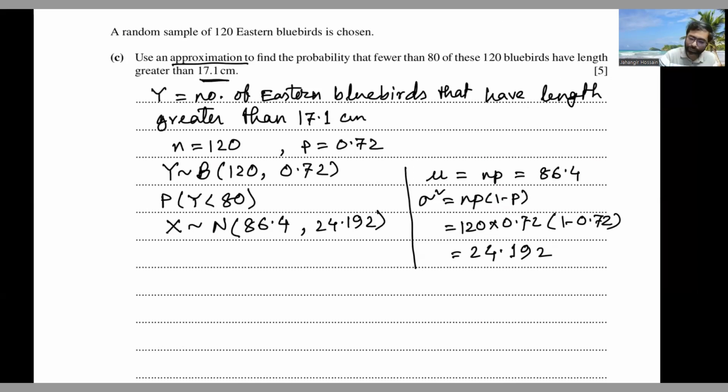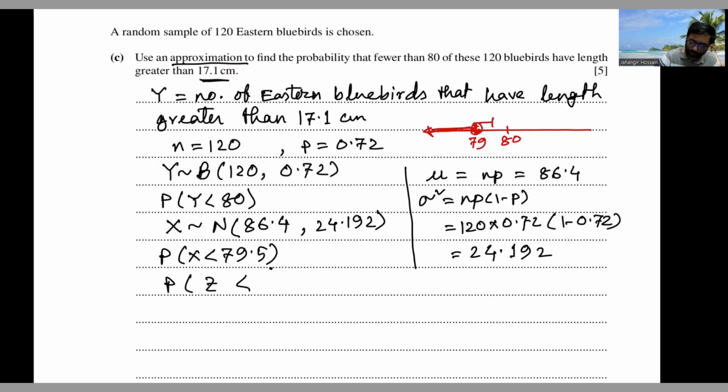So y less than 80, what will be the continuity correction here? Less than 80, that is y less than or equal to 79. From here, if you do the continuity correction, you have to extend it by 0.5. So x is less than or equal to 79.5. Now we have done the continuity correction. Next, the simple process of finding probability using the normal distribution.